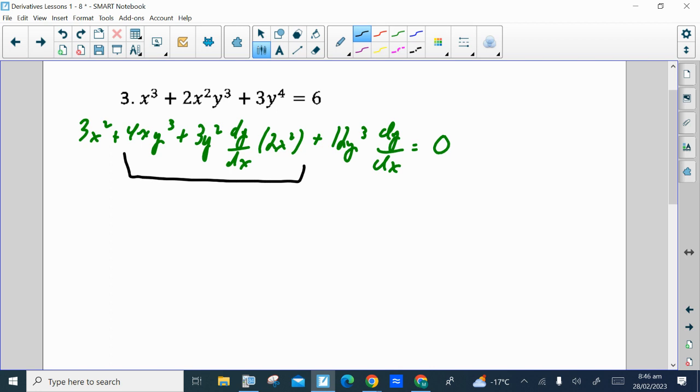Okay, you have to use the product law there because there are 2 factors. The 2x squared is the first factor, the y cubed is the second factor. So you have to use the product law, which is the derivative of 2x squared, that's where the 4x comes from, times the second factor of y cubed, plus then the derivative of y cubed will be 3y squared dy by dx times the first factor, 2x squared.